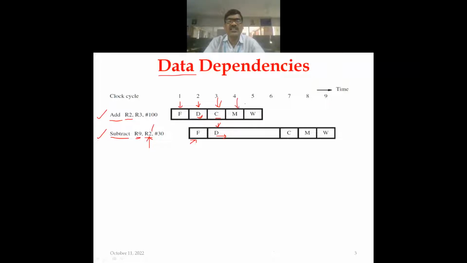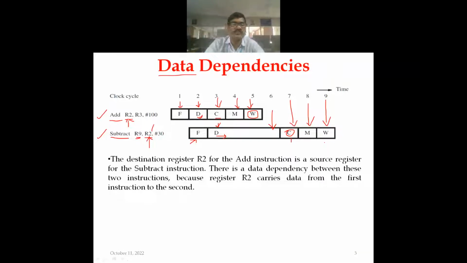This is clock cycle 4 and clock cycle 5. After clock cycle 5, only then is the value available in the R2 register. Until then, the second instruction, the subtract instruction, has to be delayed. Then during clock cycle 7, the computation can be performed by the second instruction, because once the first instruction performs the write operation during clock cycle 5, the result is available in the R2 register, and the subtract instruction can perform its subtract operation. Then in clock cycle 8, the memory operand operation and then the write operation can be done.